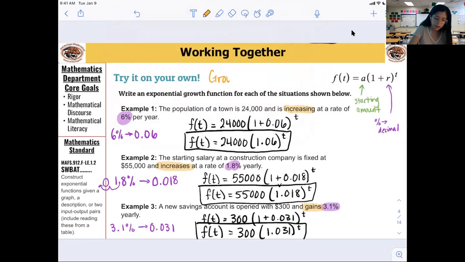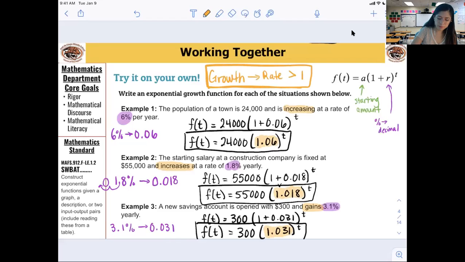And the way to know if something is growing is when the rate is greater than 1. So inside of my parentheses, all of these numbers are greater than 1. 1.06, 1.018, 1.031. Even if it's not that much greater than 1, they're still greater than 1. So that's how you always know if you have a growth function. Okay, any questions on that?